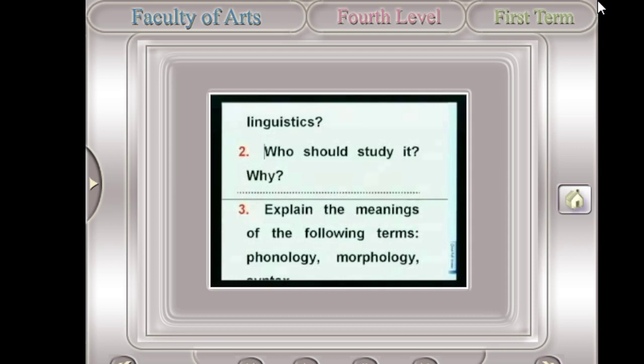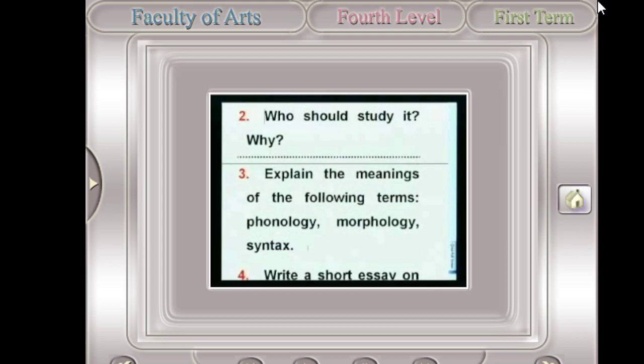So who needs this kind of study? For us, it is the translator, and also for teaching. If we teach English to people coming from a background speaking Arabic, or if we teach Arabic to people coming from a background speaking English, so also teachers need that.